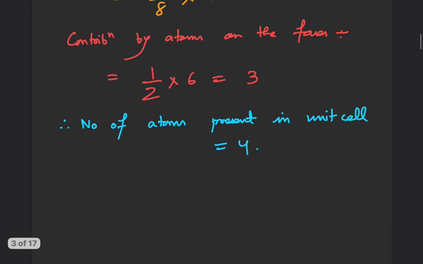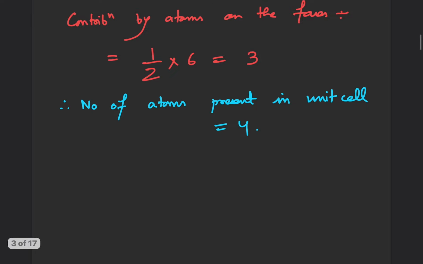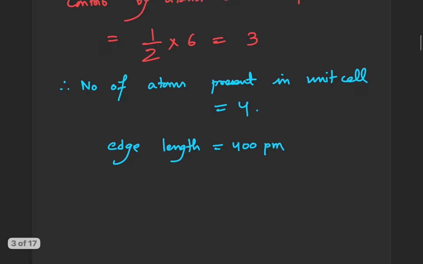So that is equal to 4, right? And so now we know the edge length and the type of crystal structure. We can easily calculate the density of the crystal. It is given to us in the question that the edge length of the unit cell is 400 picometer, and the number of atoms present per unit cell, we just calculated, is 4.